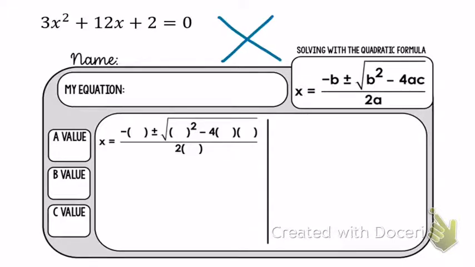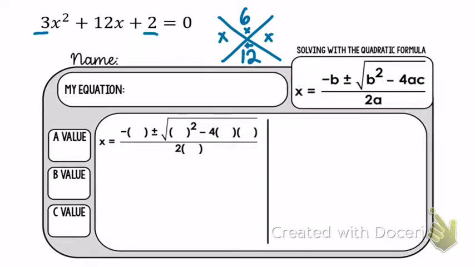Remember the top is a times our c. So our a times our c. So 6 goes on the top. b goes on the bottom. Can you think of anything that multiplies to make 6 and adds to make 12? Nothing. We can't think of anything.